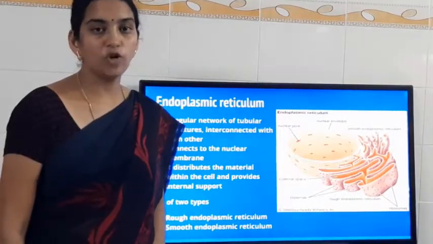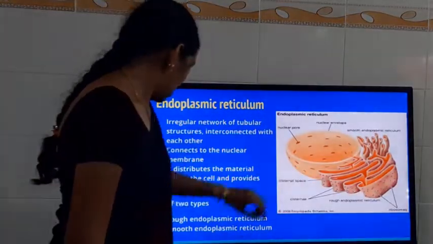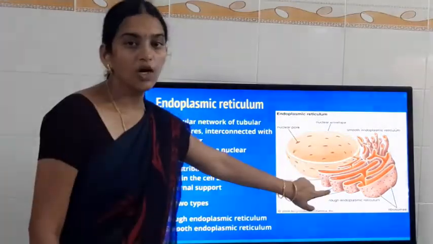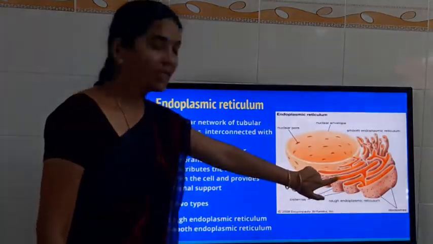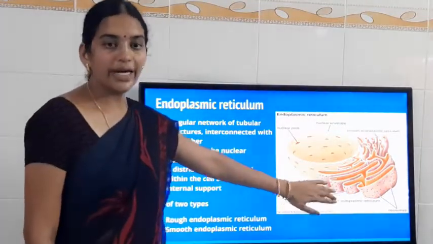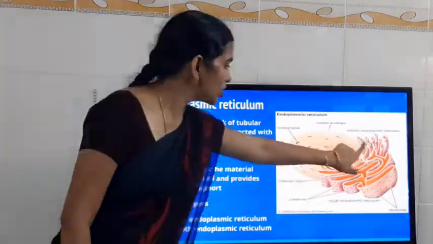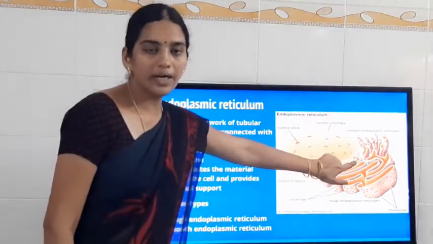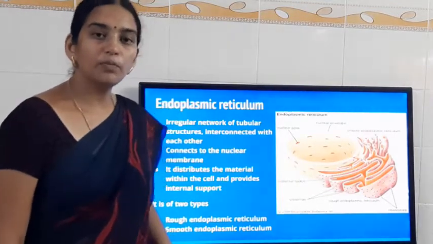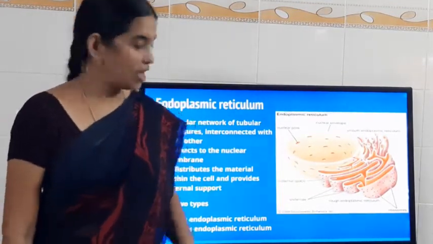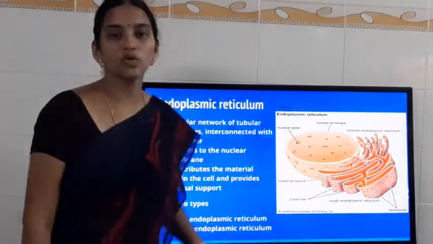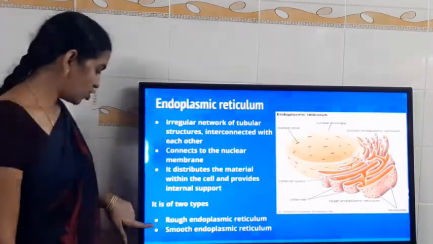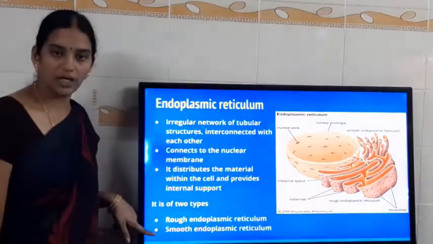Next organelle is endoplasmic reticulum. This endoplasmic reticulum is an irregular network of tubules which are interconnected with each other. And this organelle is attached to the outer membrane of the nucleus, that is, it is attached to the nuclear membrane. Depending upon the presence and absence of ribosomes on its surface, it is classified into two types: rough endoplasmic reticulum and smooth endoplasmic reticulum.